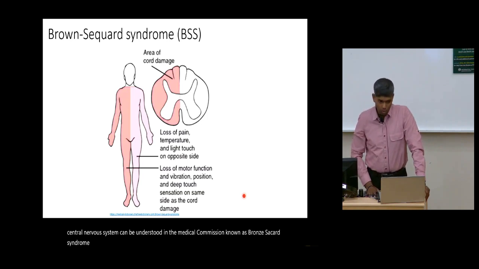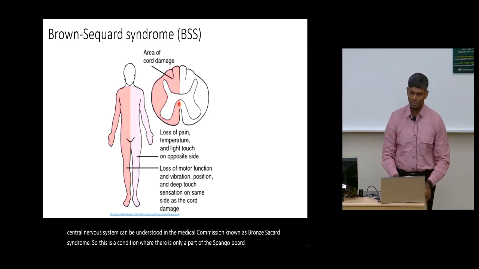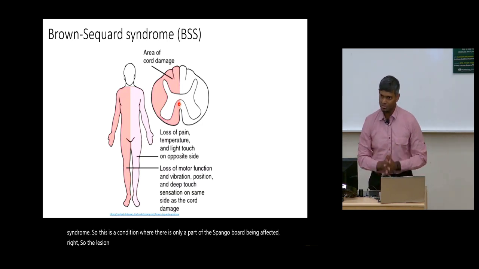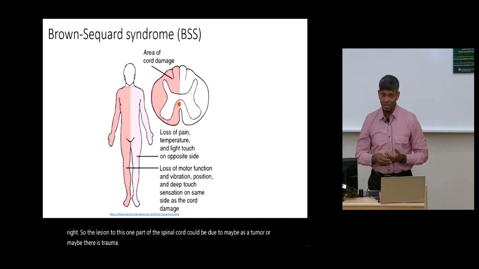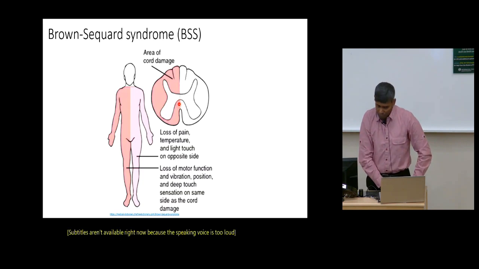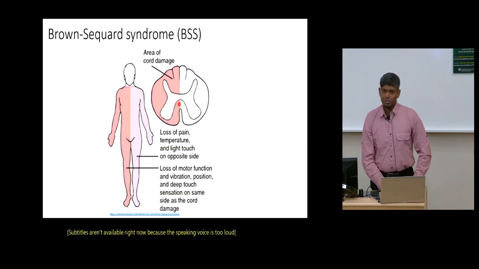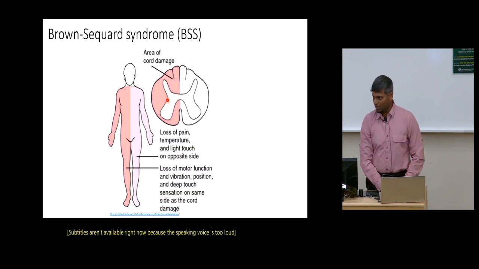Right, so this is a condition where only a part of the spinal cord is affected. The lesion to this one part of the spinal cord could be due to maybe a tumor, or maybe there is trauma, or maybe there could even be inflammation. So something is causing only a part of the spinal cord to be affected. So when this happens, there is no surprise that on the side where the spinal cord is affected, motor function would be impacted, right? But on both sides of the body, some type of sensation will be affected as well, right?